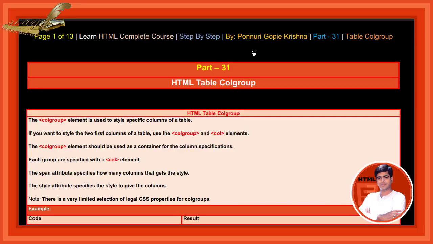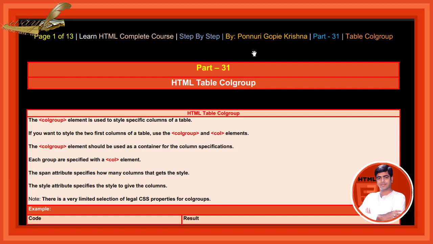In this session, let us learn about HTML table colgroup. The colgroup element is used to style specific columns of a table. If you want to style the first two columns of a table, use the colgroup and col elements. The colgroup element should be used as a container for the column specifications. Each group is specified with a col element.